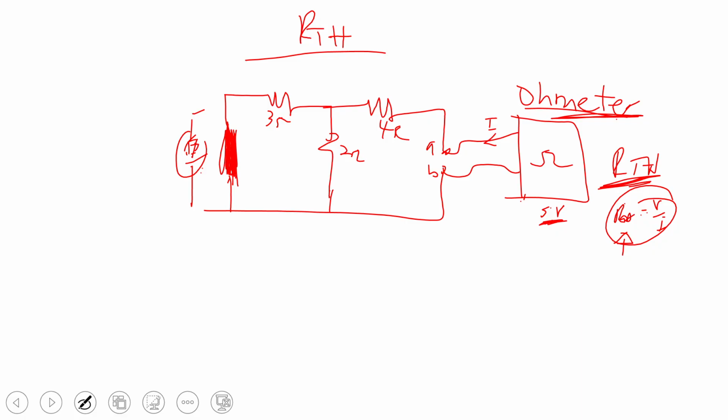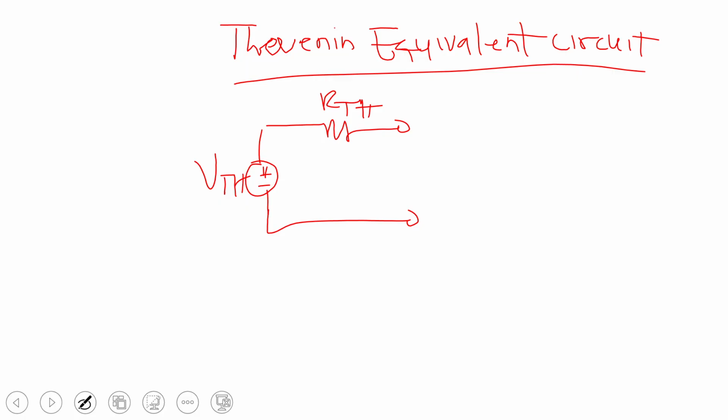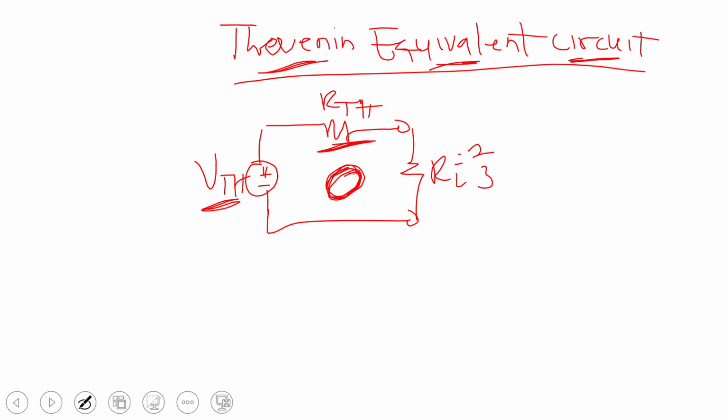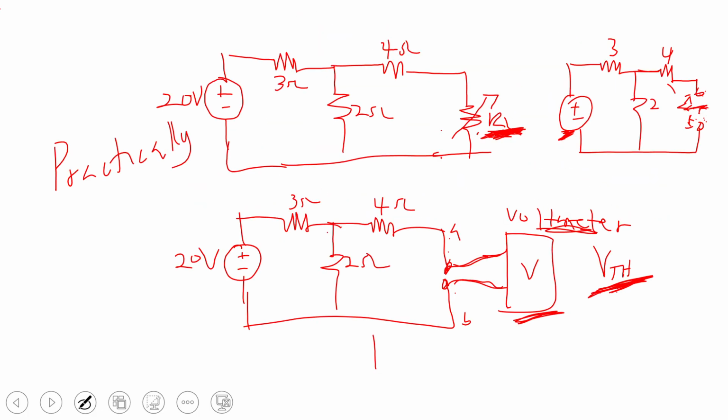Now, after getting VTH and RTH, you get something we call the Thevenin's equivalent circuit. The Thevenin's equivalent circuit is basically the VTH you measured in series with the RTH you measured. Then you can bring the load resistor you removed back and analyze this simple circuit. If this load resistor becomes 2, I analyze this simple circuit. If it becomes 3, I analyze this simple circuit. If it becomes 5, I analyze this simple circuit, and I'll easily get the answer, instead of going back to the main problem and finding the current in this load resistor anytime the load changes.